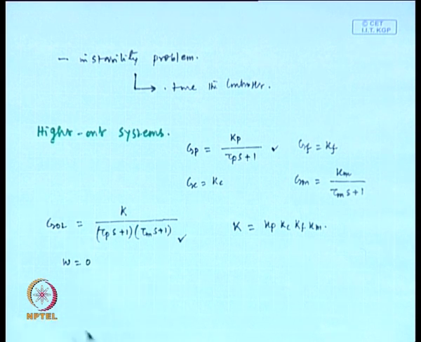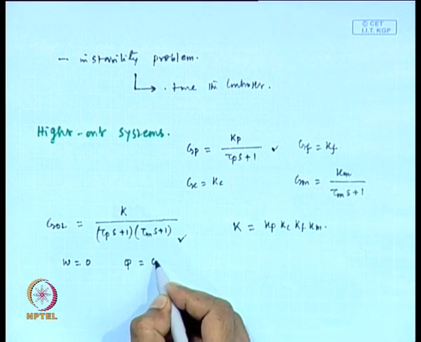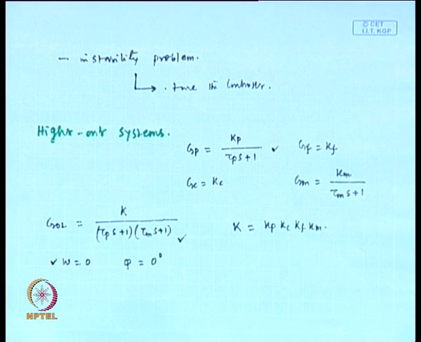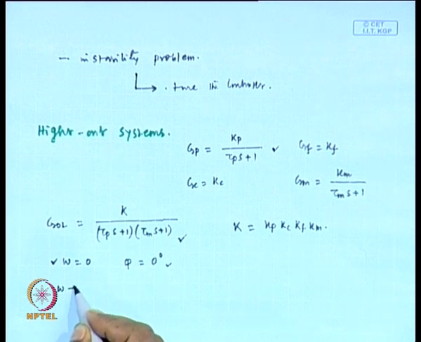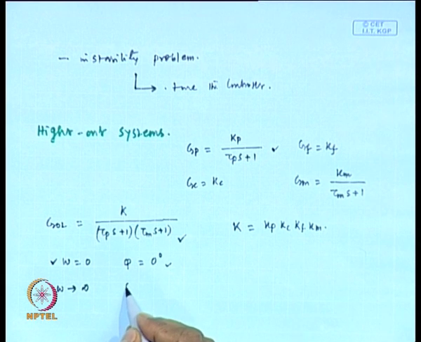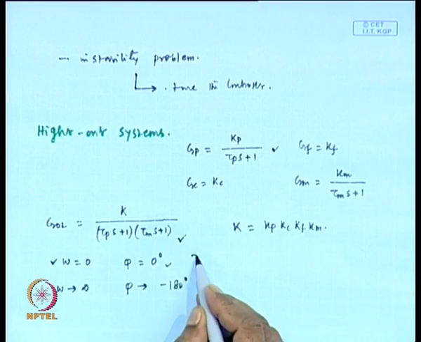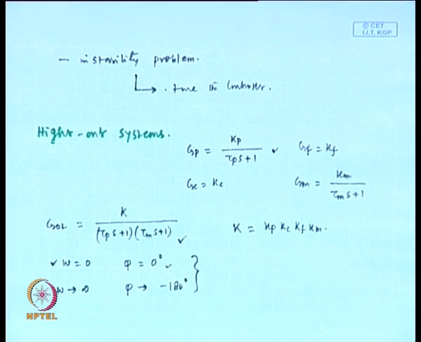Now, if we consider omega equal to 0, how much is phi for the second order system? 0 degree. We are not writing the expression for phi because we discussed this several times. When omega is equal to 0, for the second order system phi becomes 0 degree. When omega tends to infinity, phi tends to minus 180 degree. Fine. For the second order system, phi varies from 0 to minus 180 degree.